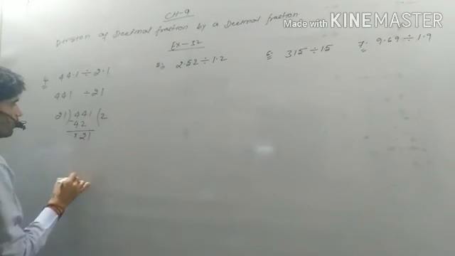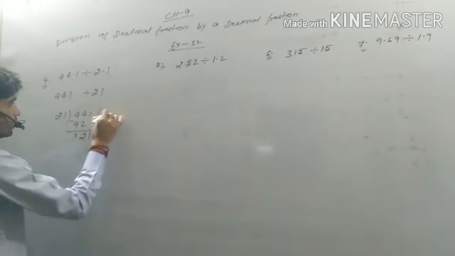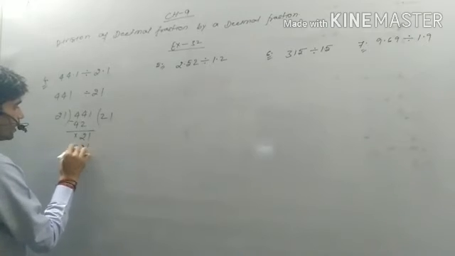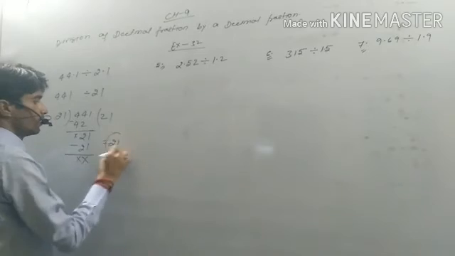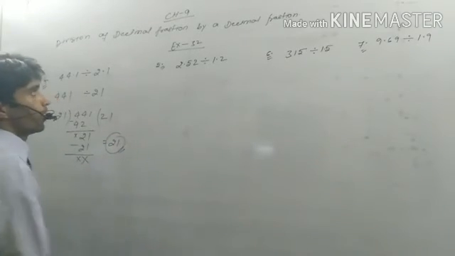So put down 1 and 20. 21 ones are 21. Now subtract, this is cancelled. So our required answer is 21.